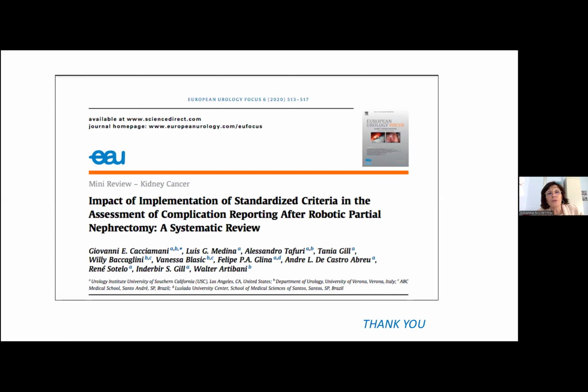Then I want to finish with this paper published by the European Association of Urology that invites us to implement standardized criteria in the assessment of complications after robotic partial nephrectomy. Why? Because to perform the guidelines, as one of the participants today asked for, we need to register the case, we need to register the complication, and we need to be able to better standardize the technique useful to treat this complication.